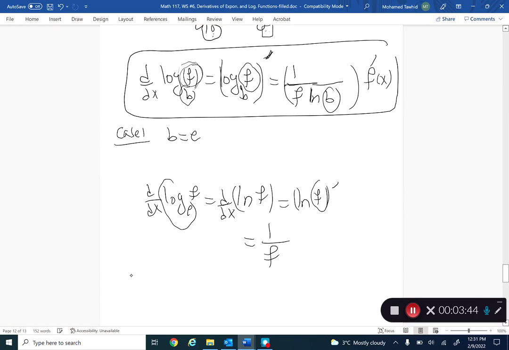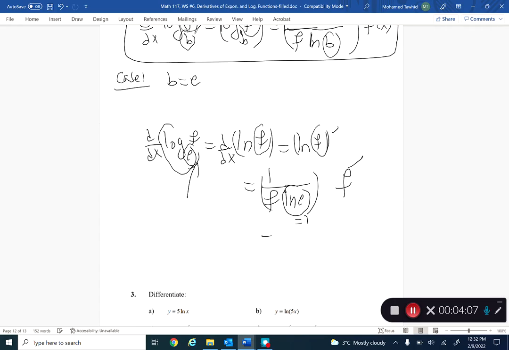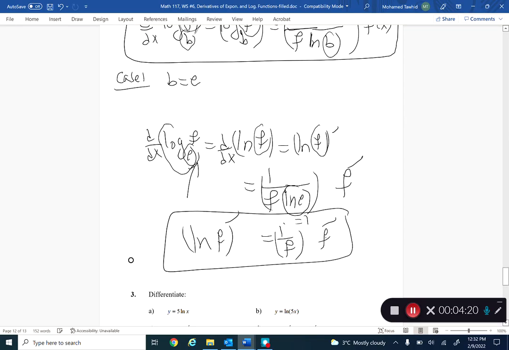Then ln of what is your base here, guys? My base here is e, so you have ln e, and the whole thing multiplied by f prime, the derivative of whatever is inside your ln. So I multiply the whole thing by the derivative of f. Now, what is ln e? If we use technology, it's 1. So the derivative is 1 over f multiplied by f prime. That is the derivative of ln f, another rule as a special case.